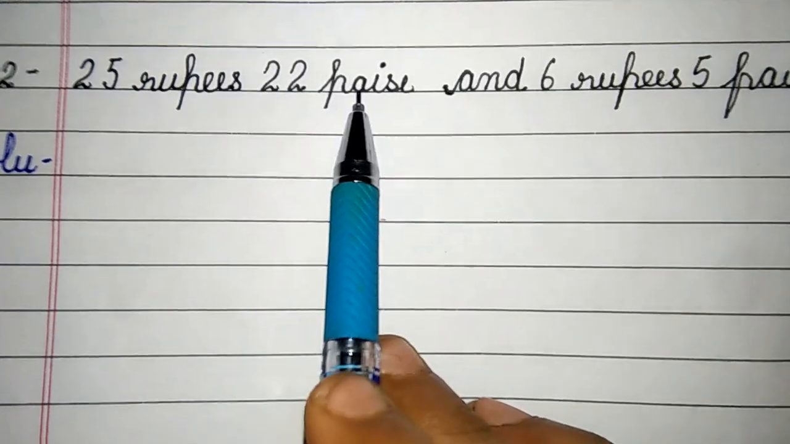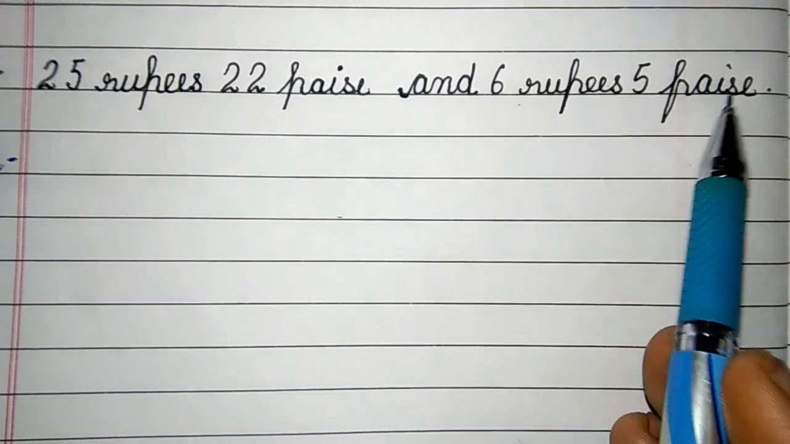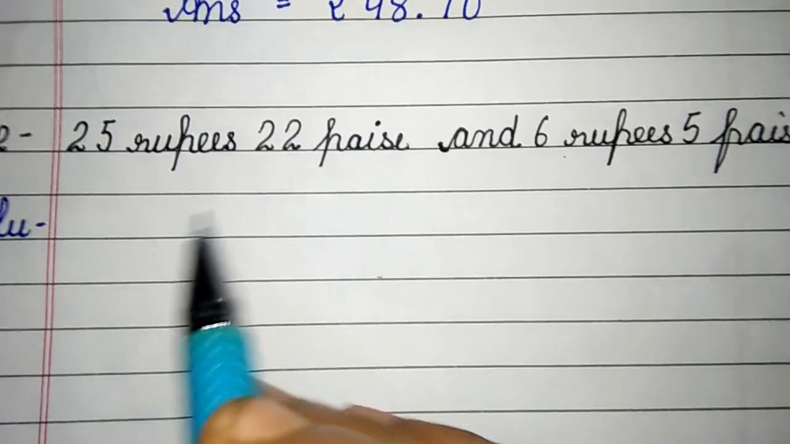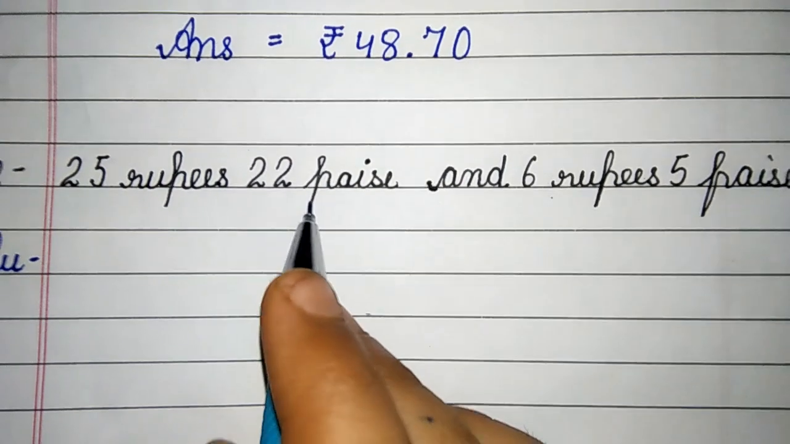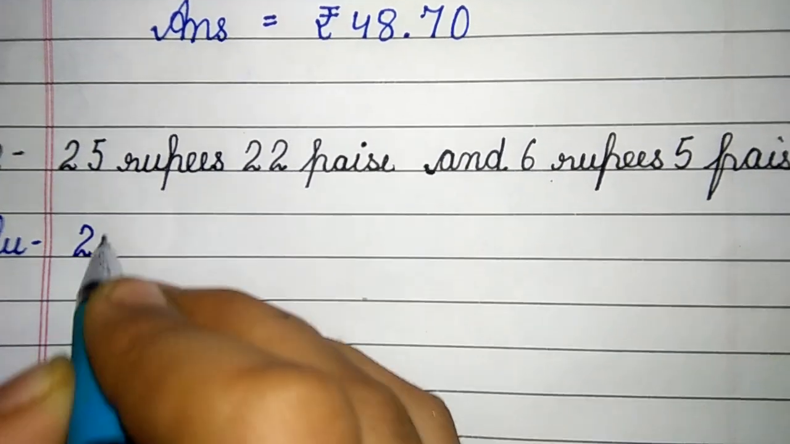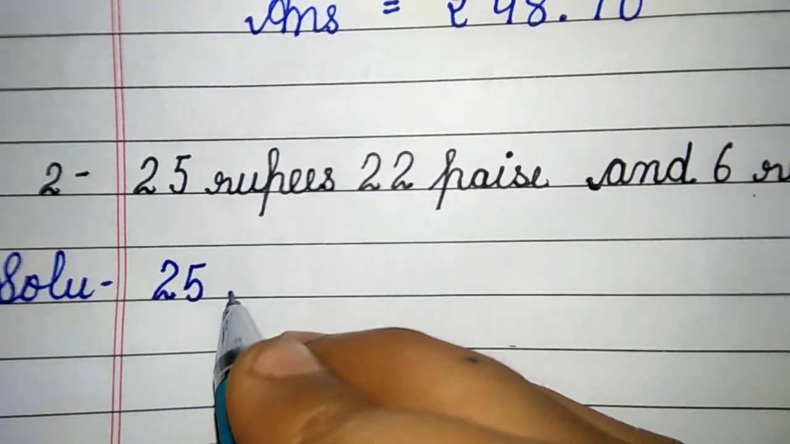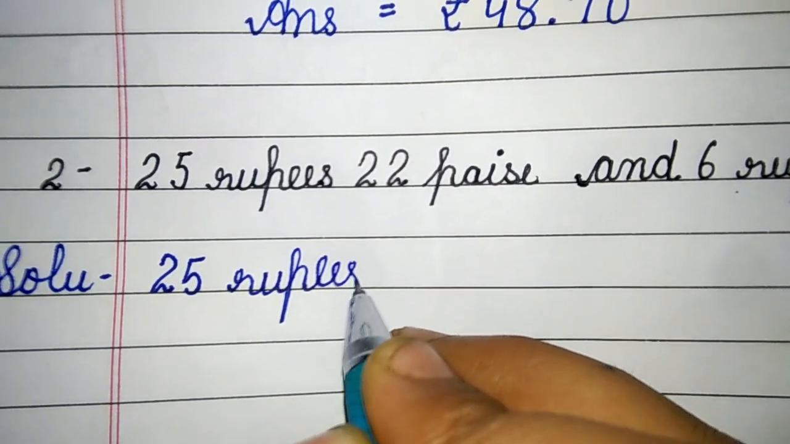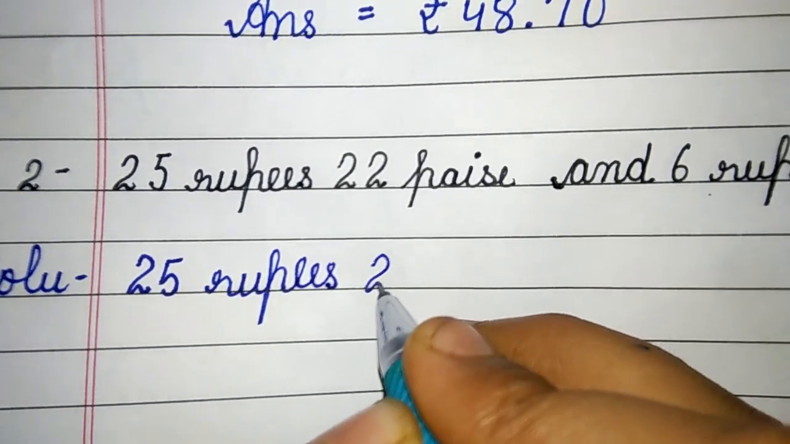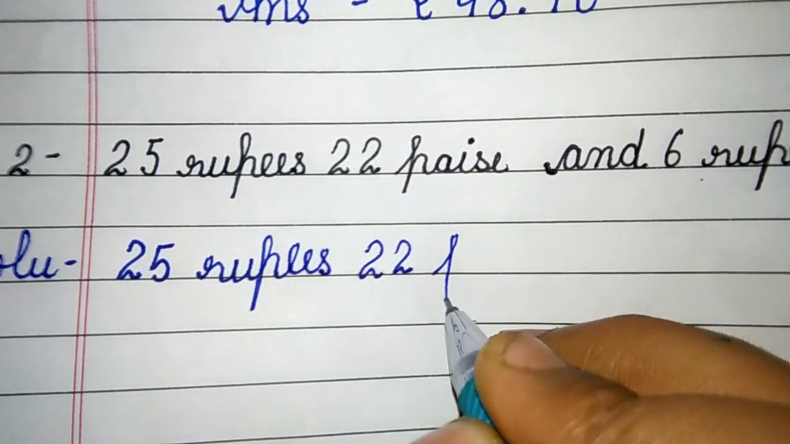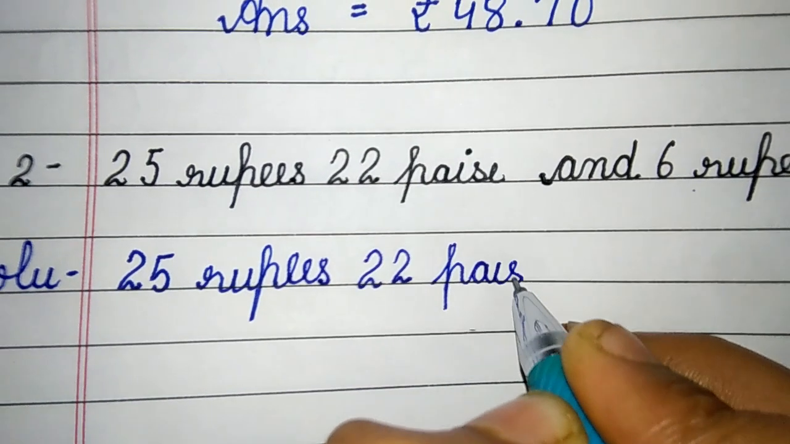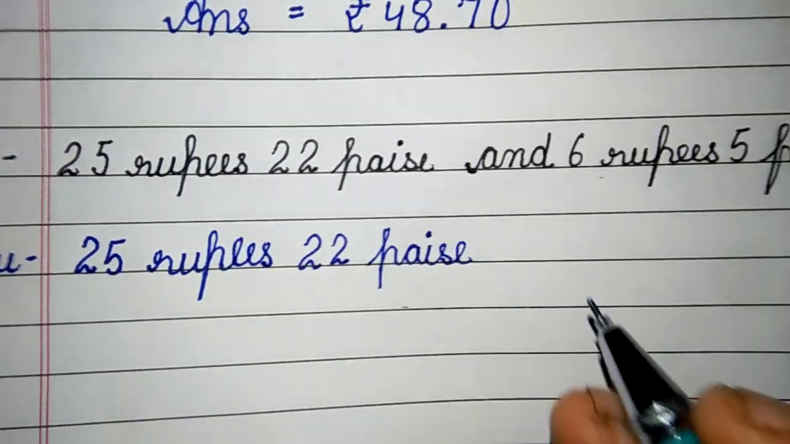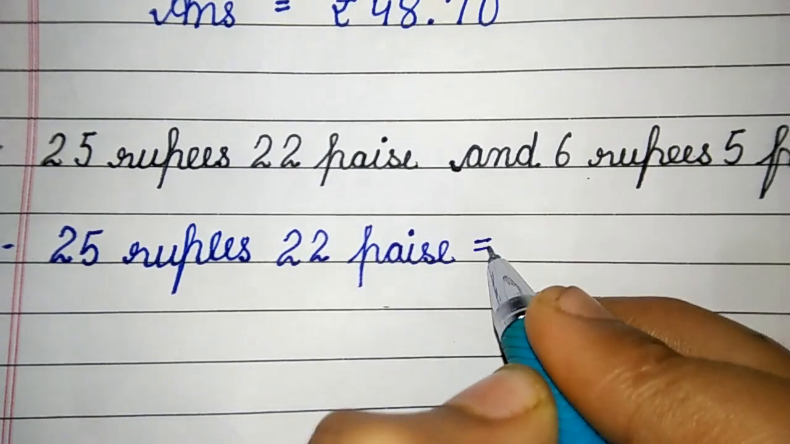25 rupees 22 paise and 6 rupees 5 paise. Now it has to be converted the same way. First we have to write the question, 25 rupees 22 paise. This is the first amount. After that we have to write in figures.